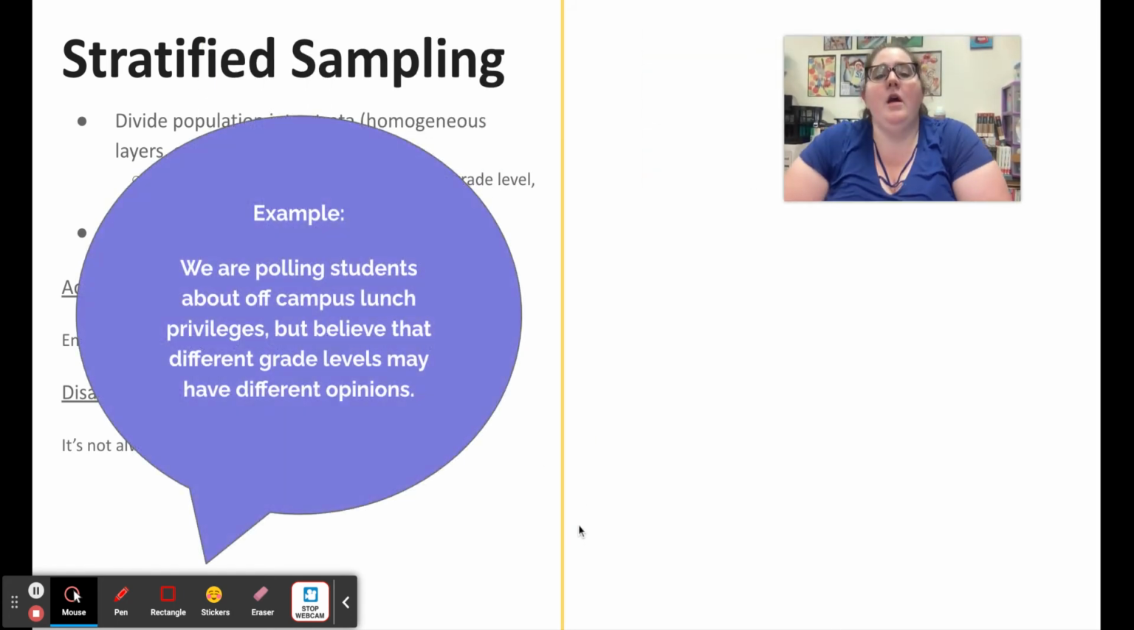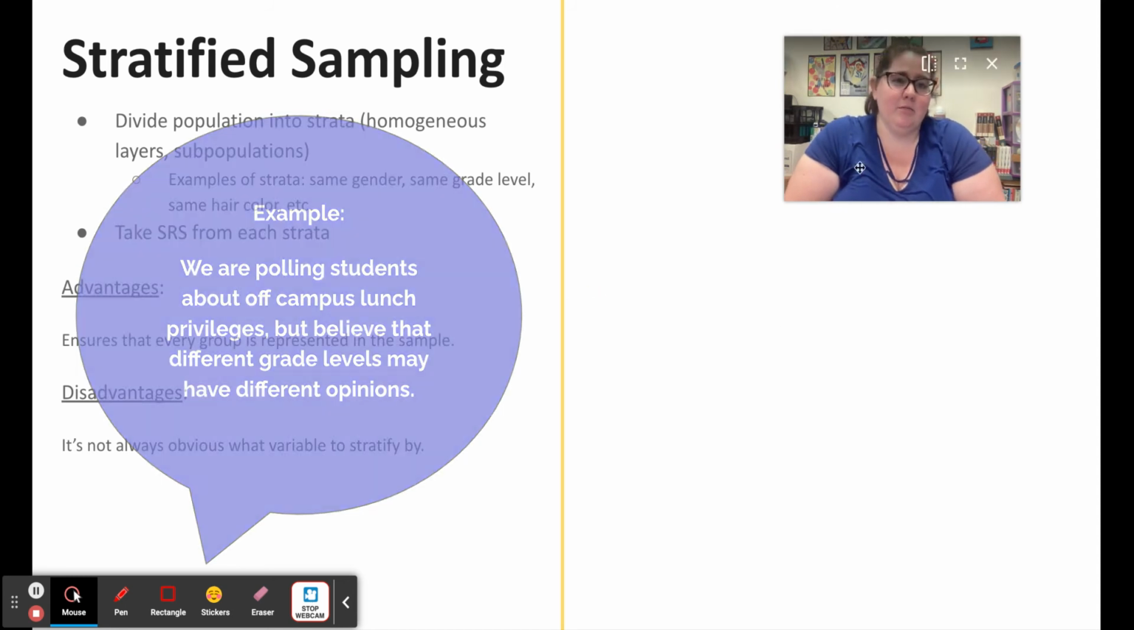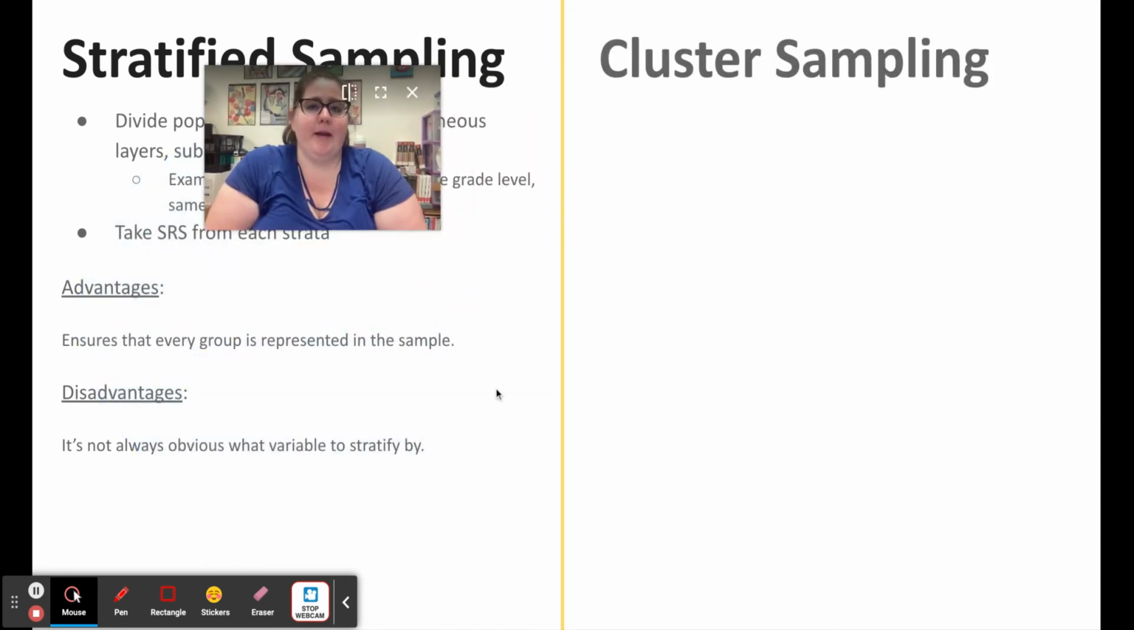So here's another example of a stratified sample. Let's say we're polling students about off-campus lunch privileges. We think each grade level has different opinions, right? Freshmen might feel differently about that than seniors, or vice versa. So by taking a stratified sample, we're guaranteed to get every single grade level's opinions. So our final survey is a lot more representative of the entire student body instead of just pinpointing one grade or another. So we're getting better sample or survey data.